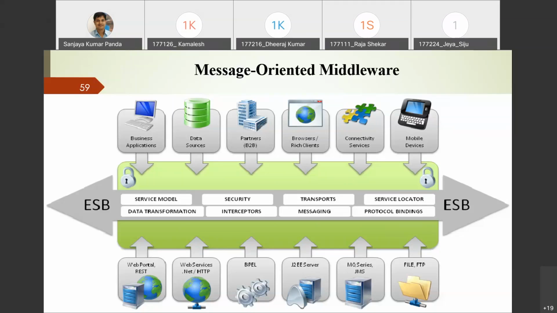You can see there are a lot of things provided by the ESB. I repeatedly told you that whenever we are talking about middleware, it is also responsible for security. The security mechanism is provided by your enterprise service bus. Similarly, messaging, or you can say protocol binding, interceptors, data transmission, service locator, all these things are provided by your enterprise service bus. So that is called your message oriented middleware. What we are doing is propagating the message from one end to another end through a middleware, right? That's why it is called message oriented middleware.